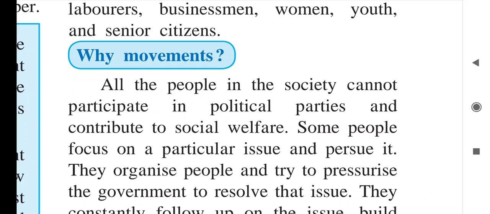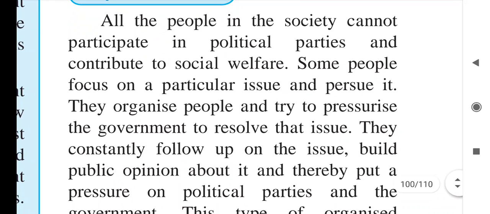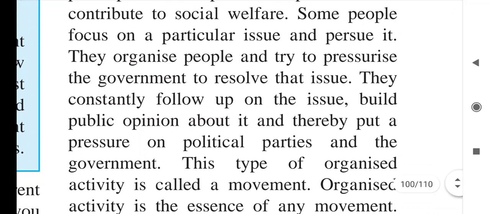So, what happened? Some people, those who are active, those who have interest related to a particular issue, focus on a particular issue and pursue it. They organize people and try to persuade the government to resolve the issue. They constantly follow up on the issue, build public opinion about it, and thereby put pressure on political parties and the government.